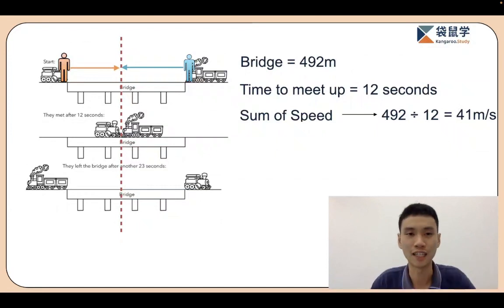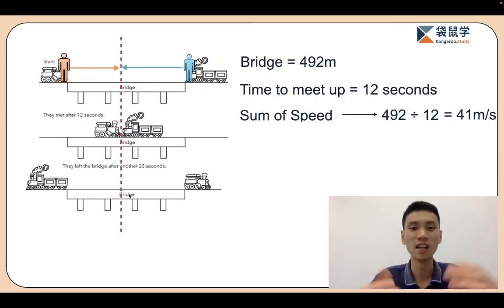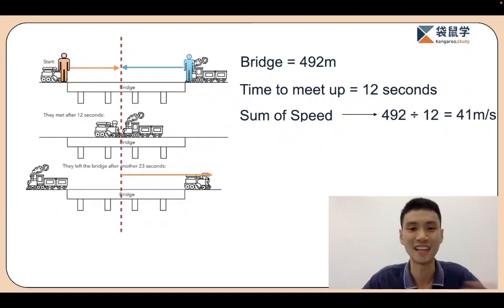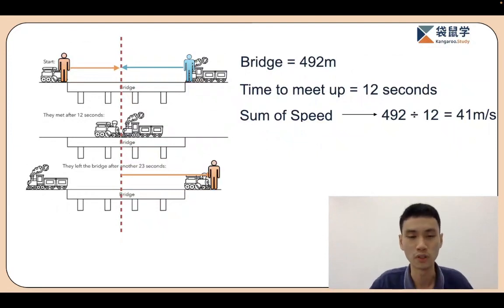Now, let's turn our attention to the second part. From this point until after 23 seconds, when they both leave the bridge completely. What information can we gather from this? Well, over here, the orange person keeps moving in the same direction to this point. Why do we choose this point? That's right. It is the head of the train. Remember, we are still considering the same position. And so, the orange person ends up here.